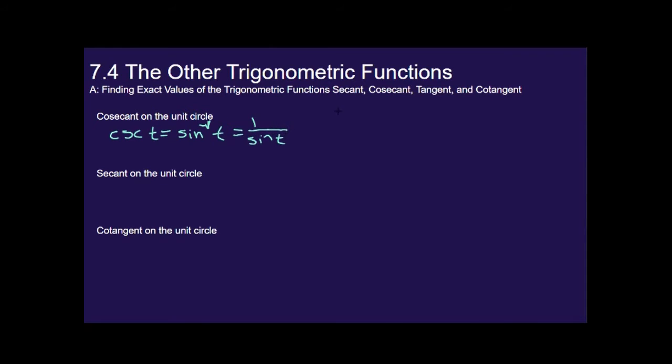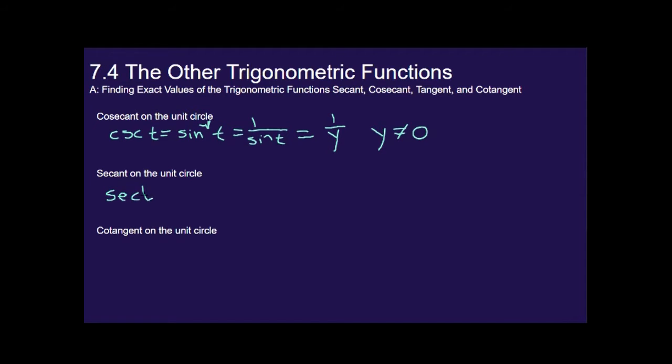Okay. Now, we know that sine of t is equal to y. Therefore, we can say that cosecant of t is equal to 1 over y. Now, once again, we need to look at what y cannot be. Y cannot be 0 because we cannot divide by 0. Okay, so cosecant of t is equal to 1 over y. Y cannot be 0.